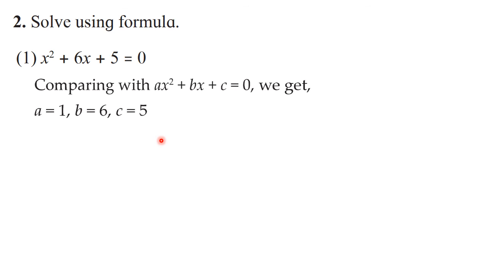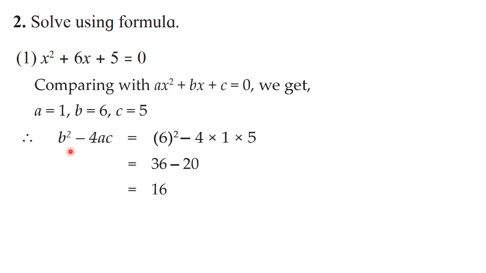Now, while using the formula method, you don't directly write the formula. First, you find the value of b square minus 4ac. It will become easier for you there, because writing all these things inside the under root sign becomes complicated. So you find b square minus 4ac first, separately. B square means 6 square minus 4 into 1 into 5, because a is 1 and c is 5. So 6 square is 36 minus 20. The value of b square minus 4ac is 16, which we have found out.